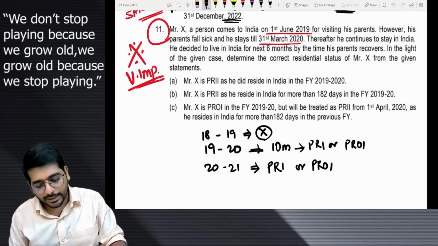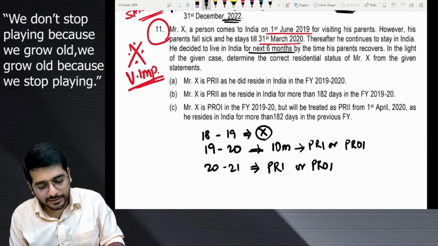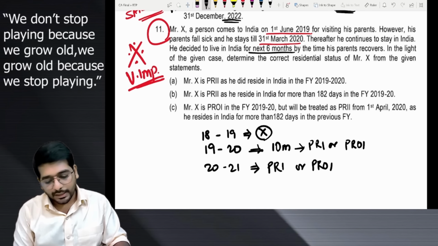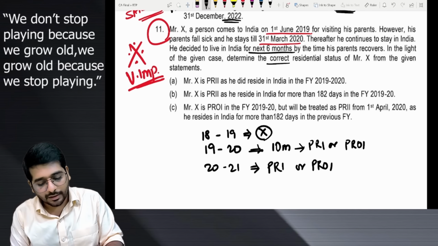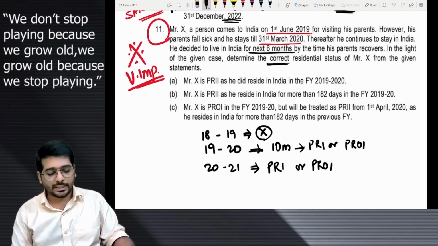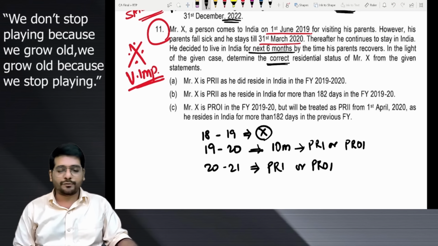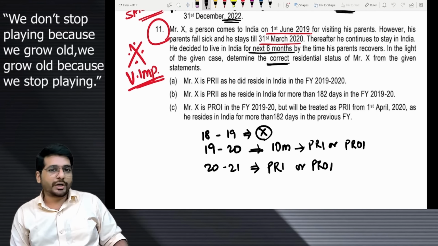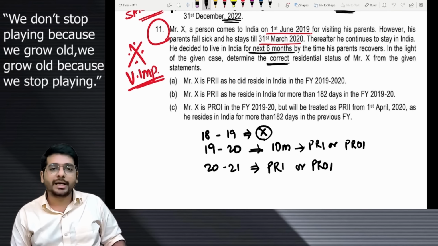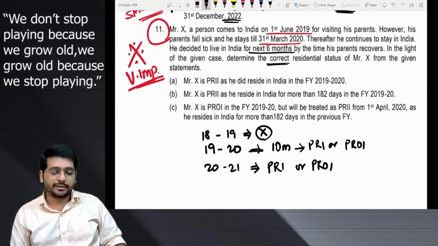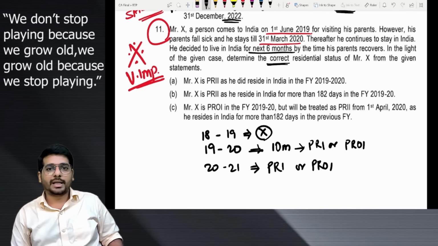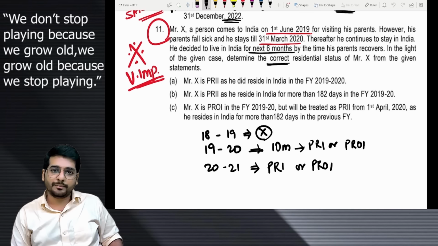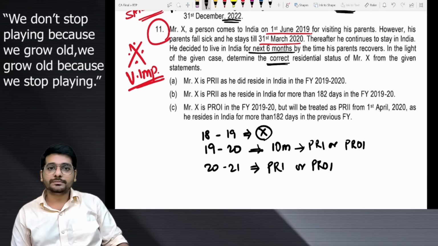Thereafter he continues to stay in India. He decided to leave India for 6 months by the time his parents recover. In the light of the given case, determine the correct residential status of Mr. X from the given options. A, B, C, D, 4 options are there. First of all, take the summary. 1819 he was not in India. 1920 he was there in India. And 2021 he will be PRI or PROI based on the stay of 1920.